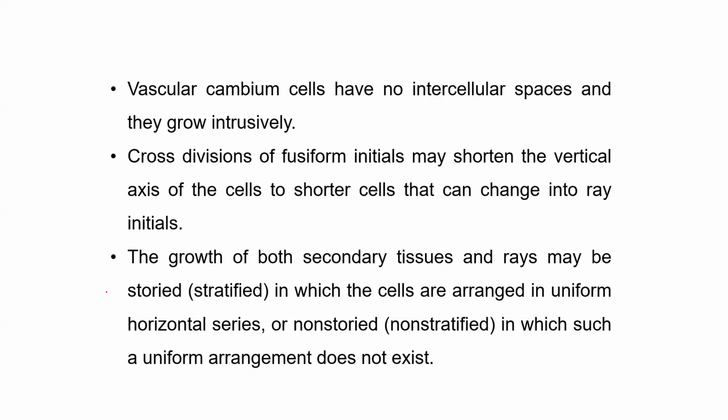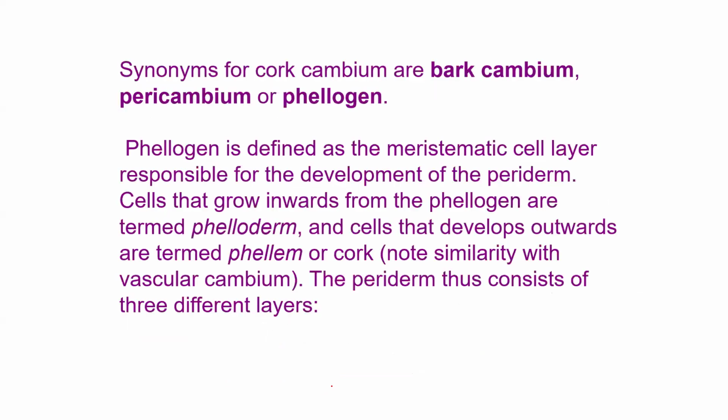Another term is storied or stratified, in which the cells are arranged in uniform horizontal series. Non-storied, or non-stratified, means the uniform arrangement does not exist. So there are two terms: the growth of both secondary tissues and rays may be storied, where cells are arranged uniformly in horizontal series, or non-storied, where this uniform arrangement does not exist.